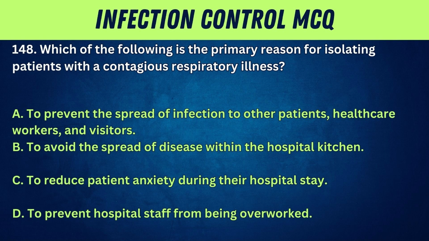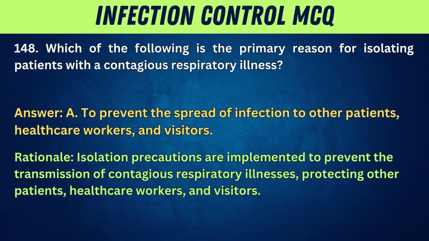promptly. 148. Which of the following is the primary reason for isolating patients with a contagious respiratory illness? A. To prevent the spread of infection to other patients, healthcare workers, and visitors. B. To avoid the spread of disease within the hospital kitchen. C. To reduce patient anxiety during their hospital stay. D. To prevent hospital staff from being overworked. Answer: A. To prevent the spread of infection to other patients, healthcare workers, and visitors. Rationale: isolation precautions are implemented to prevent the transmission of contagious respiratory illnesses, protecting other patients, healthcare workers, and visitors.